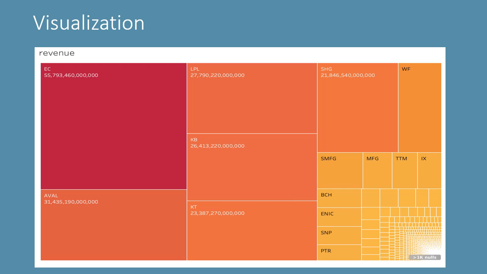In this visualization, we can see that highest revenues have been generated by Ecopetrol, Grupo Aval, LG Display, KB Financial Group, KT Corporation, Shinhan Financial Group, and Wells Fargo. The further plots will help us understand the behavior of companies that generate high revenue in the stock market.